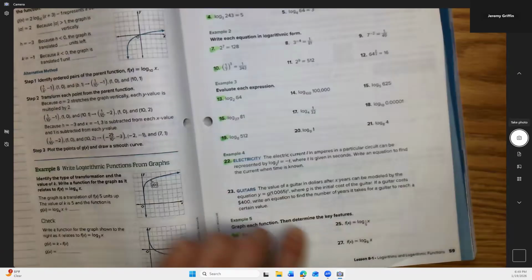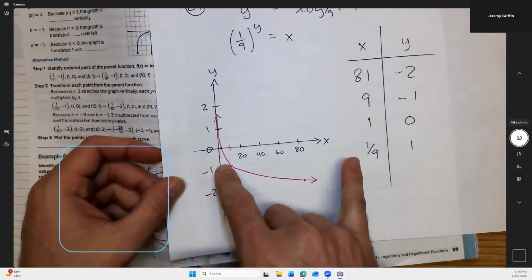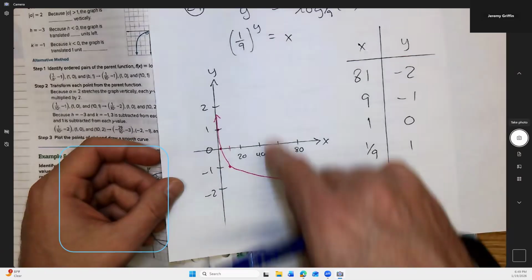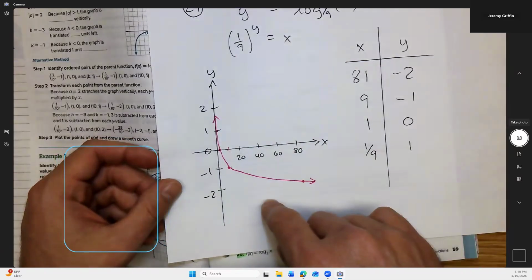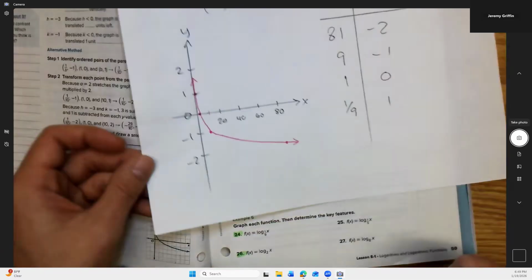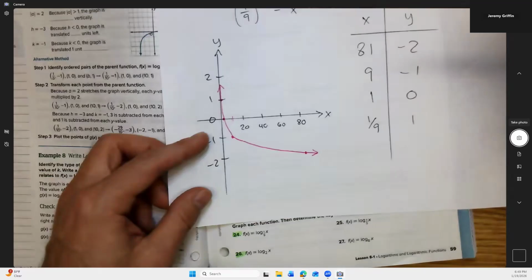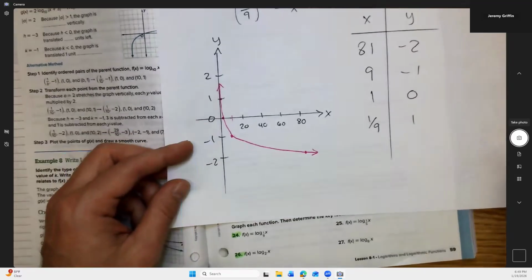All right, okay, so key features here. I see a domain where x is strictly greater than 0, range is unbounded, and there's a vertical asymptote here at x equals 0, and an x-intercept here at (1, 0). All right, so those would all be features.